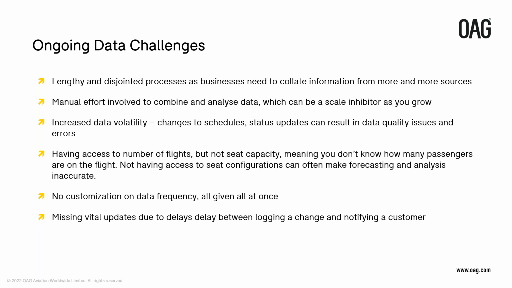We know, especially very recently, increased data volatility is seen, with lots of changes to schedules and status updates, which can result in data quality issues and errors. It's really important to have access to a number of flights, but when you can't always see things like the seat capacity alongside that, you don't know how many passengers are on that particular flight. And not being able to access specific seat configurations could often make forecasting and analysis inaccurate too.